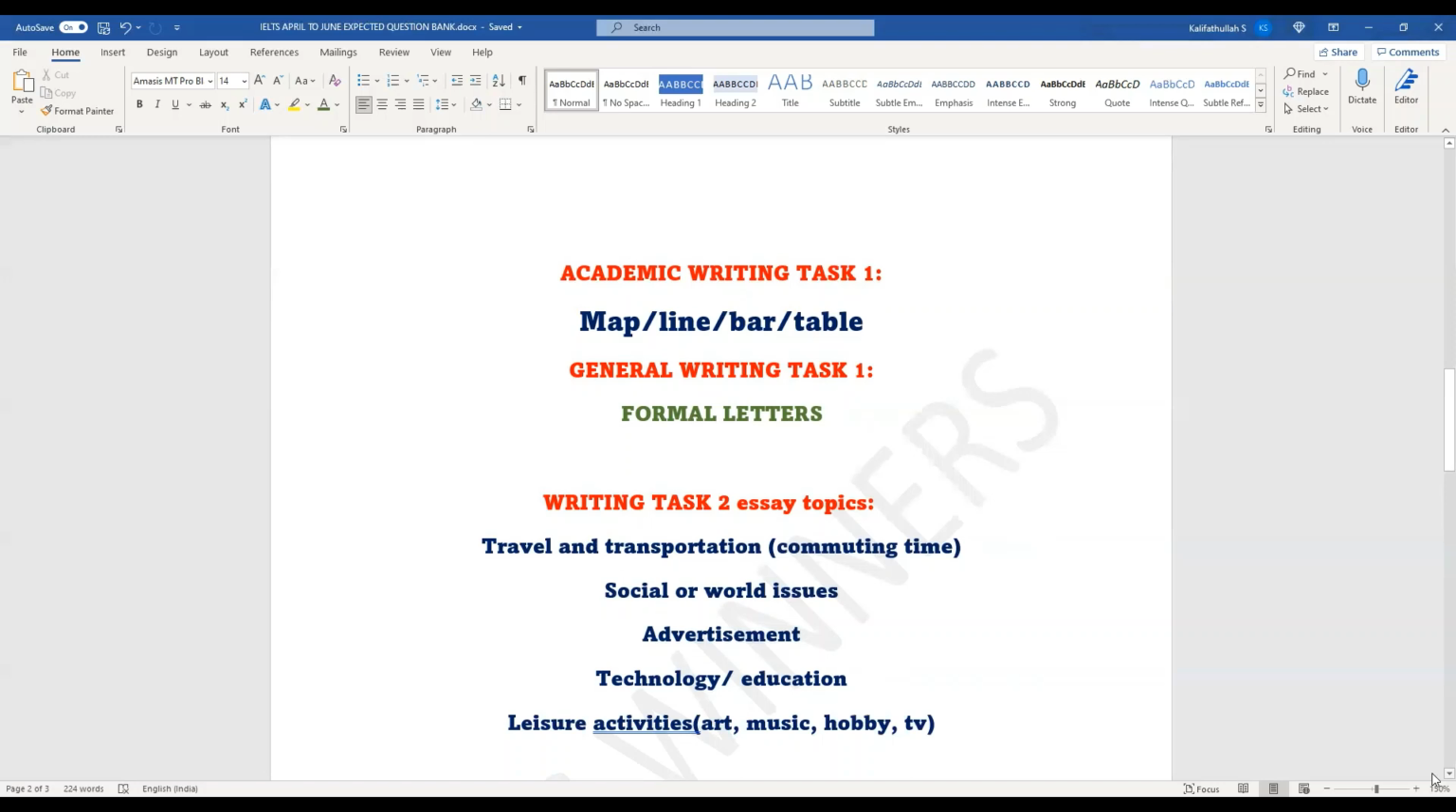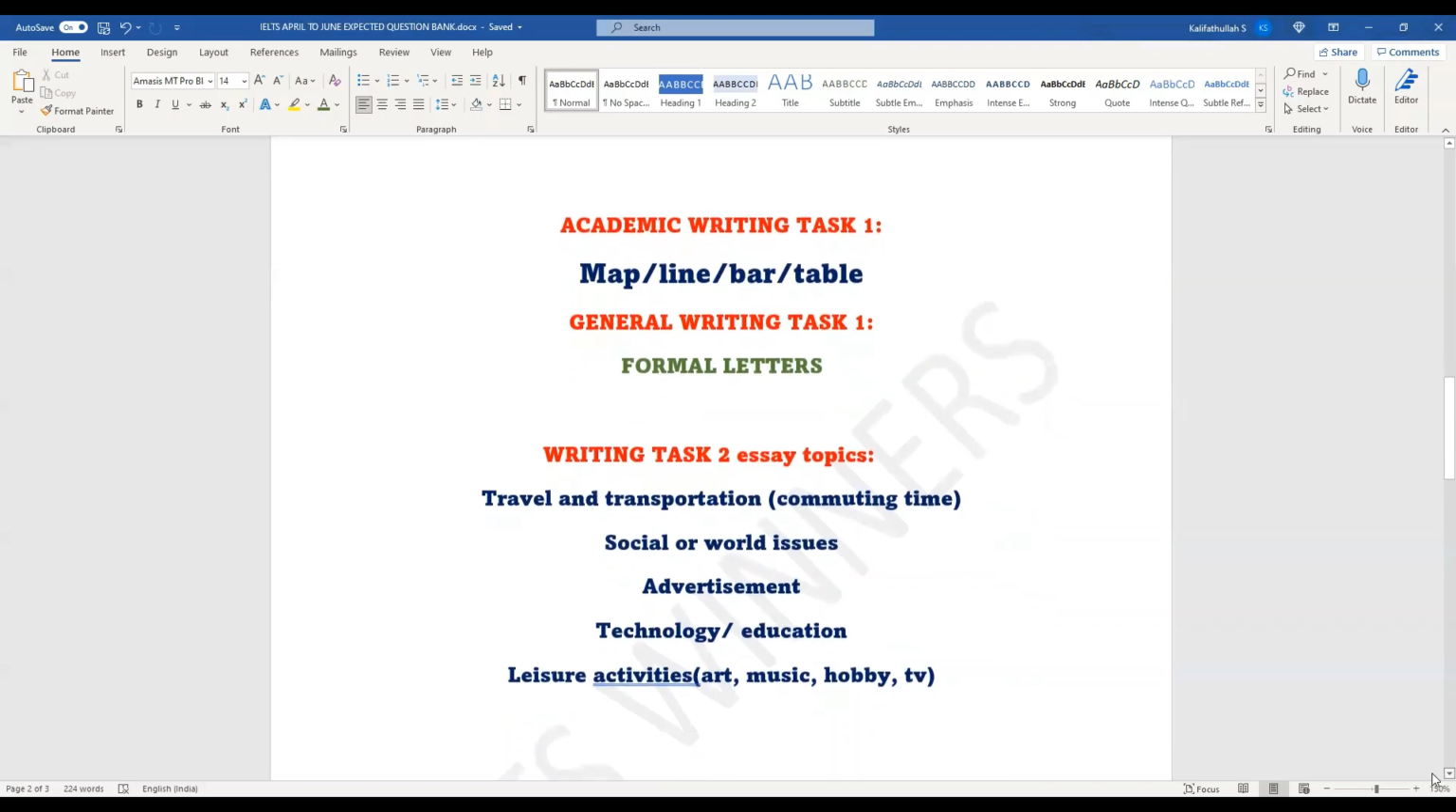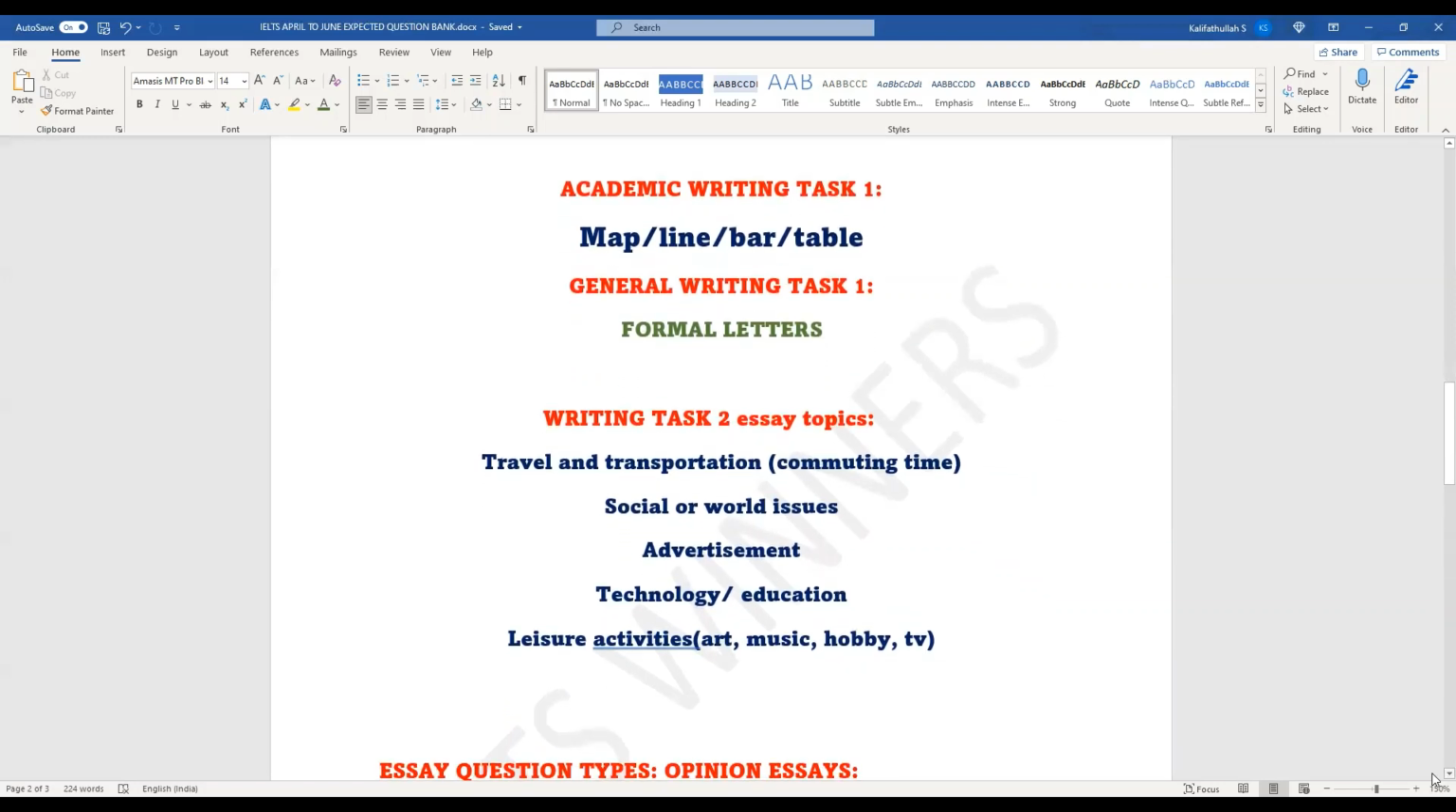Last one is leisure activities, all related to leisure activities like art should be learned or not, music can be learned or not, or what is the good or bad effect of music, what are the problems when a person learns only art. Okay, so all these types of questions may come for writing task 2 for both general and academic.